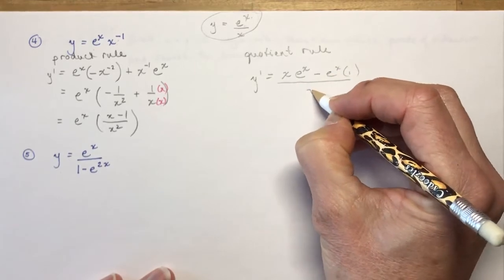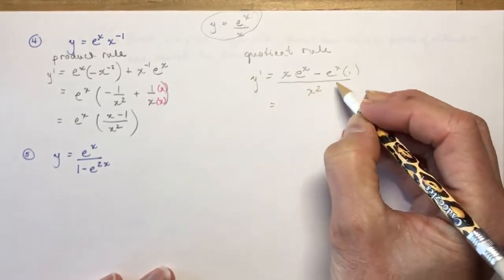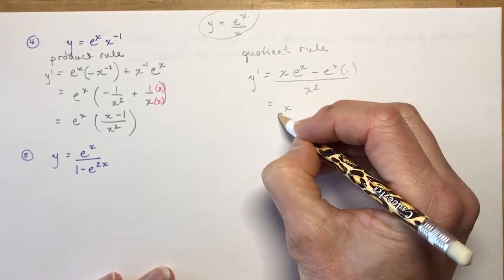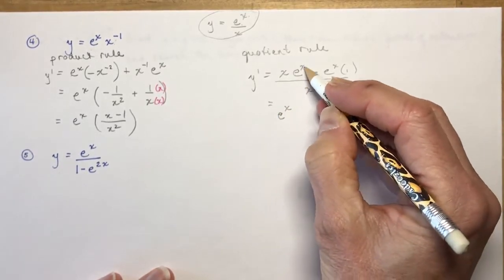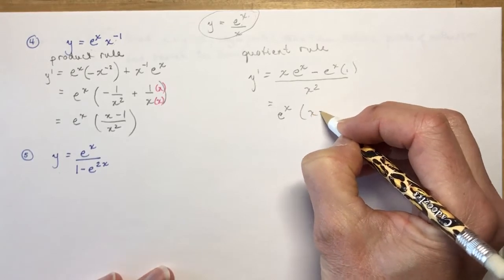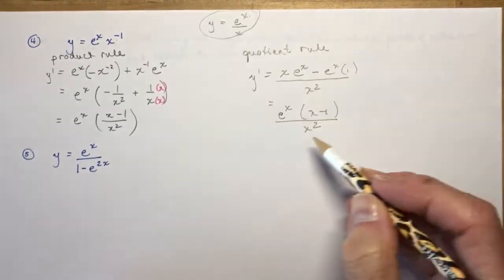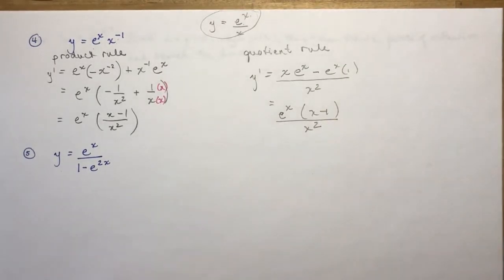over ho squared. And if you take out an e to the x, I take out e to the x, and I'm left with x minus 1 all over x squared, which is much easier, and I didn't have to find a common denominator.